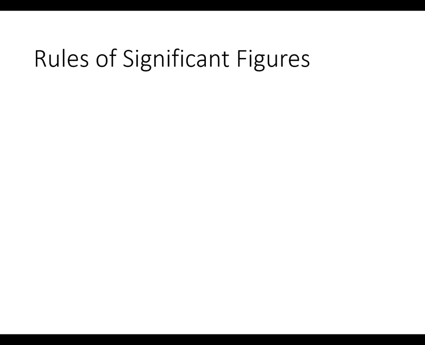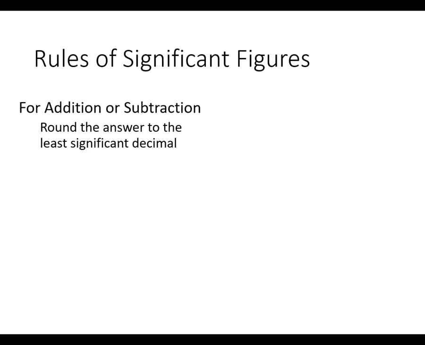Okay, let's talk about the rules of calculation with significant figures. There are two rules. One is for addition and subtraction. The other rule is for multiplication and division. We'll start off with addition and subtraction. To see this rule, we're going to take this example of 34.6 plus 41.73352.